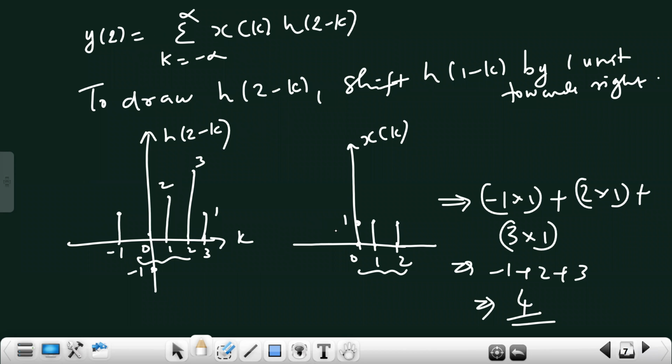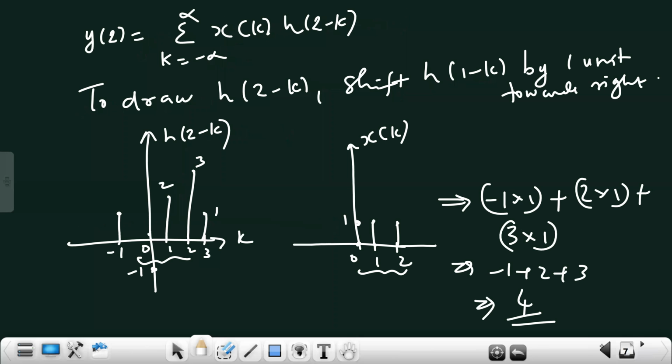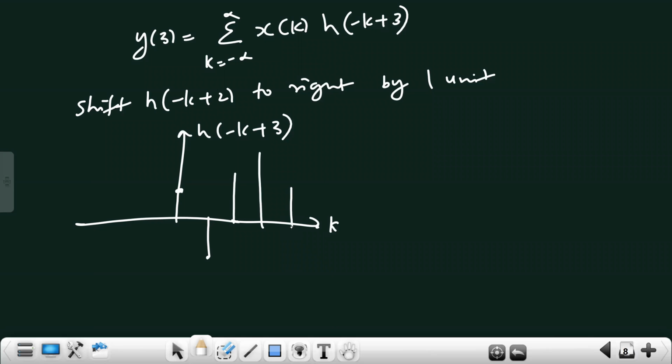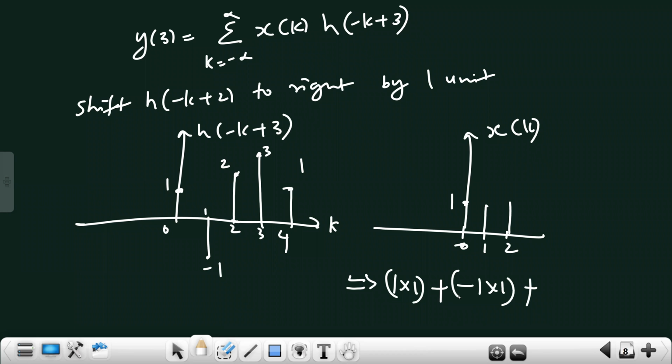So the signal will start from 0 and end at 4. The values are 1, -1, 2, 3, 1. Again, you will be plotting x of k. So when you multiply this, again the common time intervals are from 0 to 2. At 0 you are having 1 and 1, so 1 into 1. At n equal to 1 you are having -1 and 1. At n equal to 2, you are having 2 and 1. So the answer is 1 minus 1 plus 2, that is equal to 2.